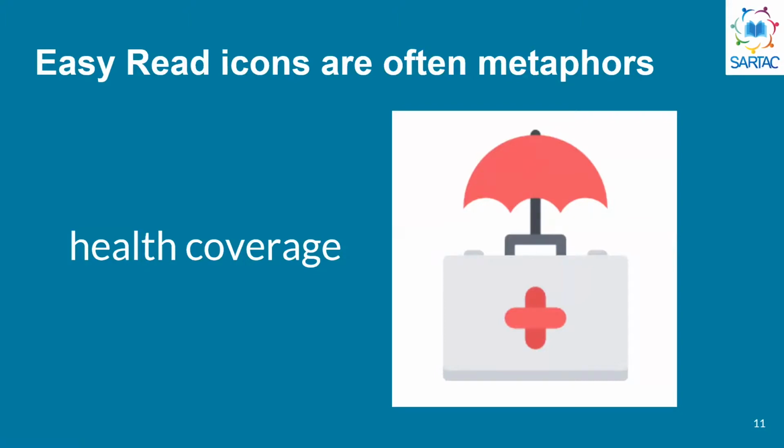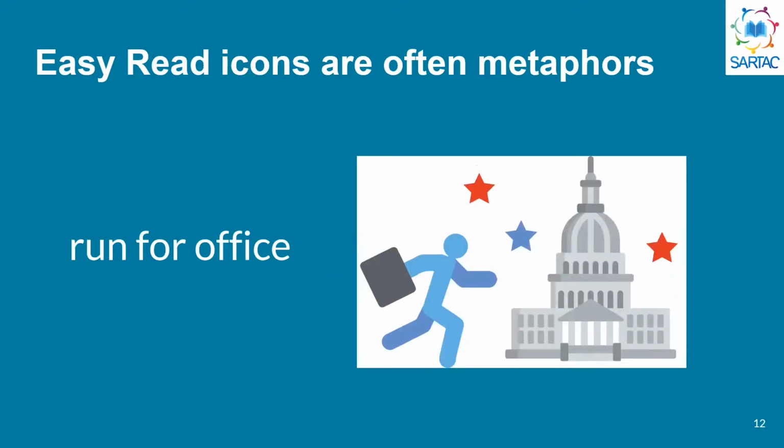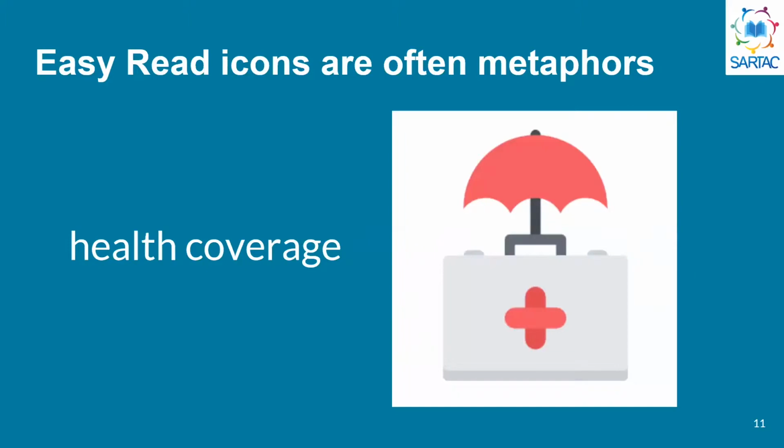So this is an icon for the phrase health coverage. We were thinking about what to do here, and we thought coverage, it's like having an umbrella over you. So we did a first aid kit attached to an umbrella. That is the concept of health coverage. And then when this shows up again, people understand that we're talking about coverage. Coverage is a kind of abstract idea that makes it more concrete.